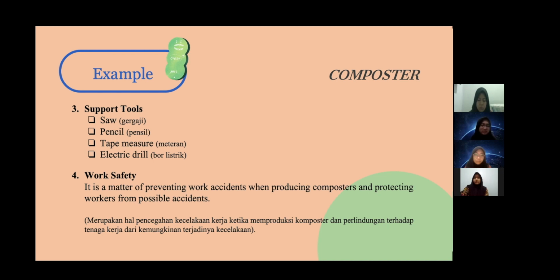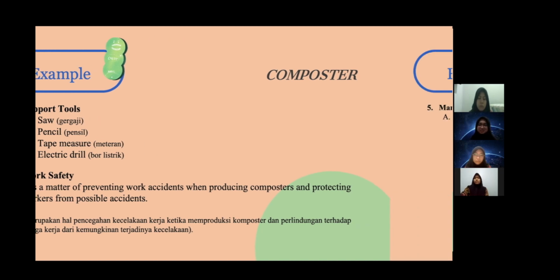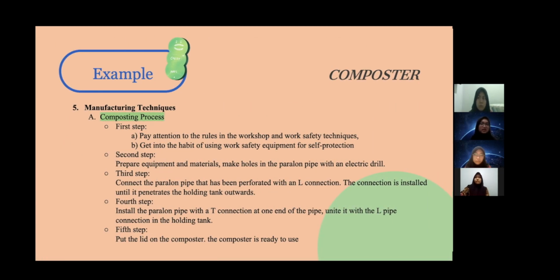Fourth, work safety. It is a matter of preventing work accidents when producing composters and protecting workers from possible accidents. Next. Fifth, manufacturing techniques. In these steps, we have 4 parts. The first one is composting process. First step, pay attention to the rules in the workshop and work safety techniques, and get into the habit of using work safety equipment for self-protection.